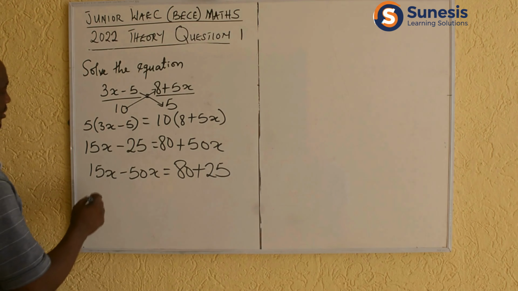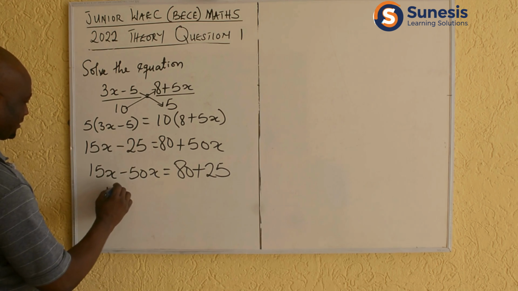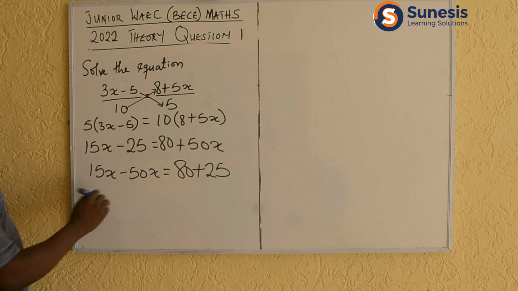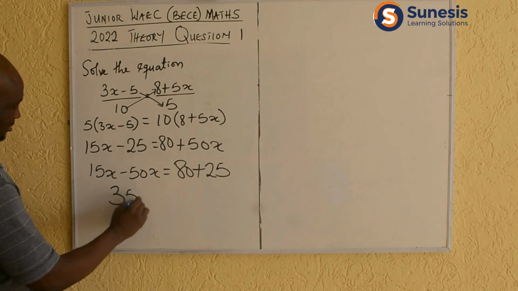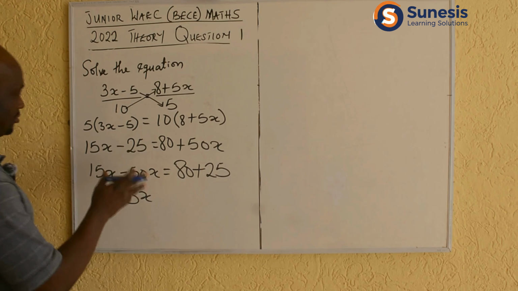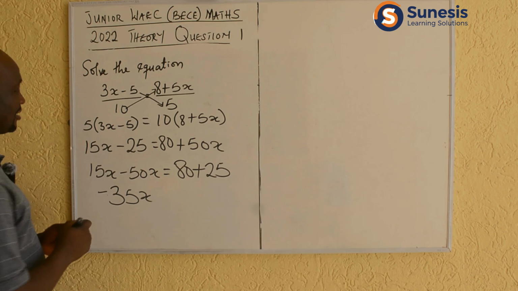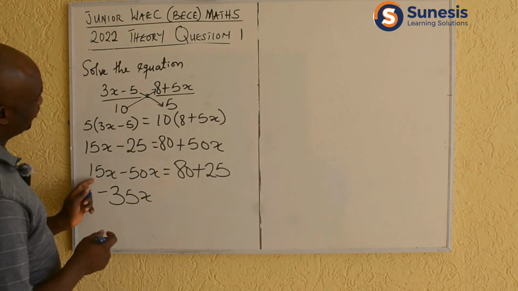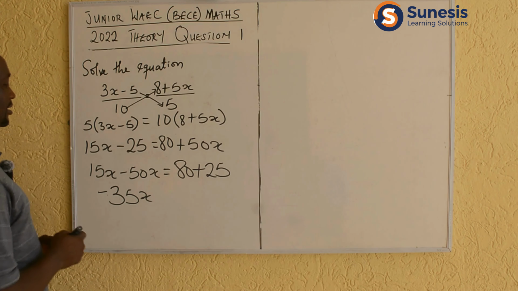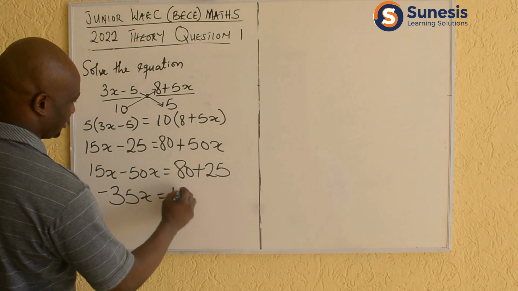Now, 15x minus 50x will give you negative number. That will be 15 minus 50, which will be 35, but negative. Now, you can do this in a simple way by first subtracting 15 from 50, which will give you 35, but you should know that since 15 is smaller than 50, you're going to get a negative number, which is equal to 80 plus 25, which is 105.